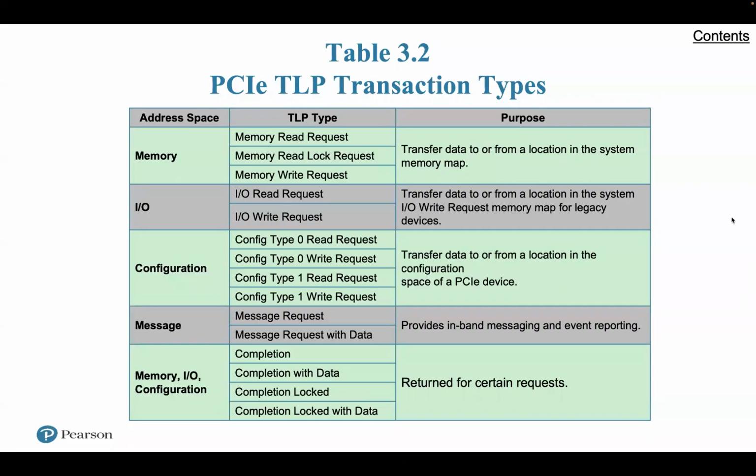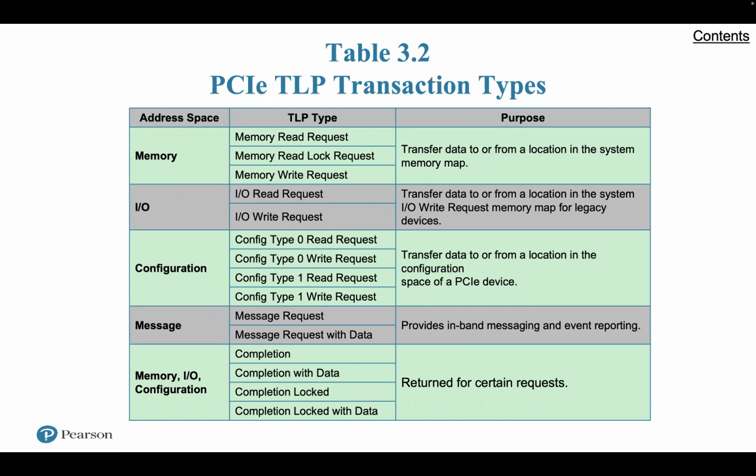So we see a couple of things here. The different transaction types for memory. I'll just focus on the purposes in this table. So the memory transfers data to or from a location in the system memory map. For the IO, this deals with transferring data to or from a location in the system IO memory map for legacy devices.